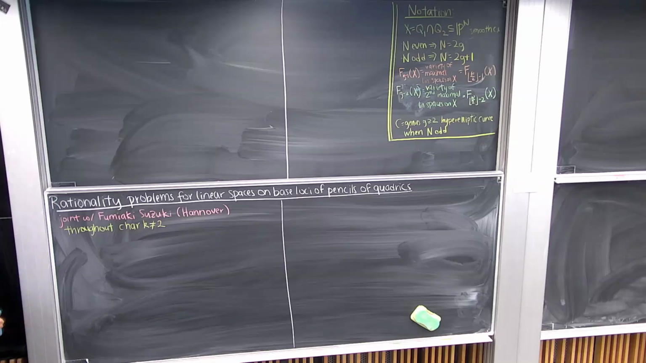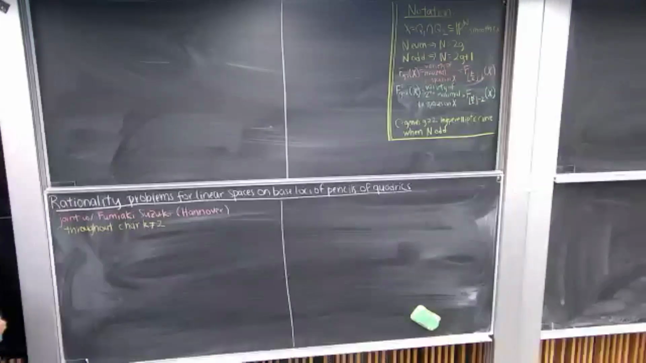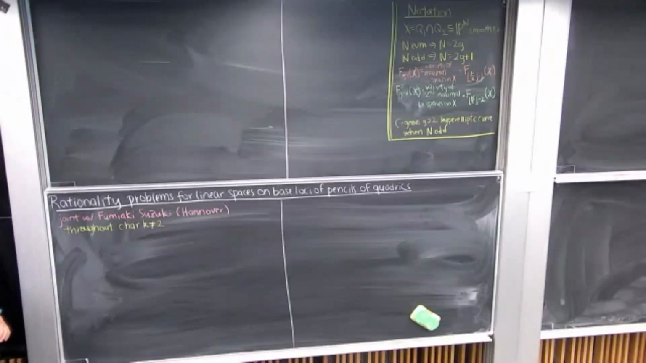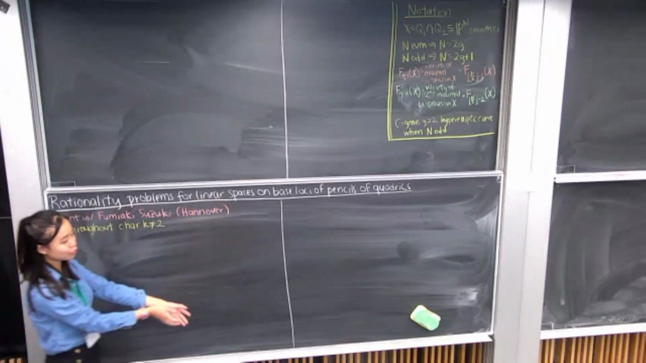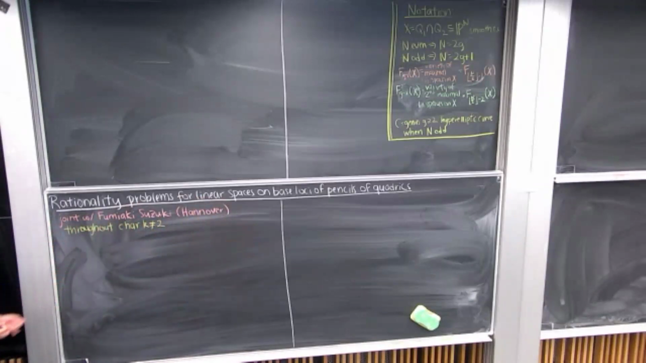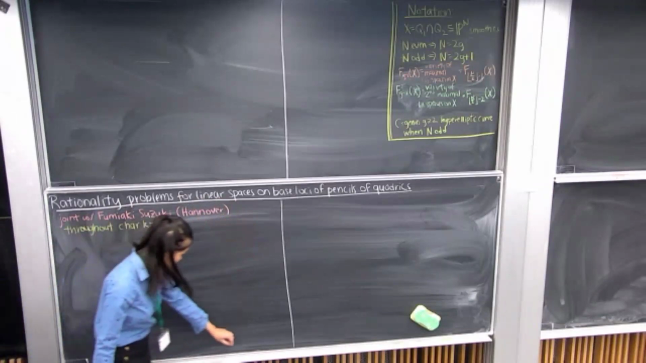Okay, so today I'm going to be talking about a project which is joint with Fumiaki Suzuki from Leibniz University Hanover. The structure of the talk is: I know the title is a mouthful, so I'm going to define these objects in the title first, then try to motivate them, and then talk about rationality questions. Since we're dealing with quadrics throughout, we're assuming the characteristic is not equal to 2.